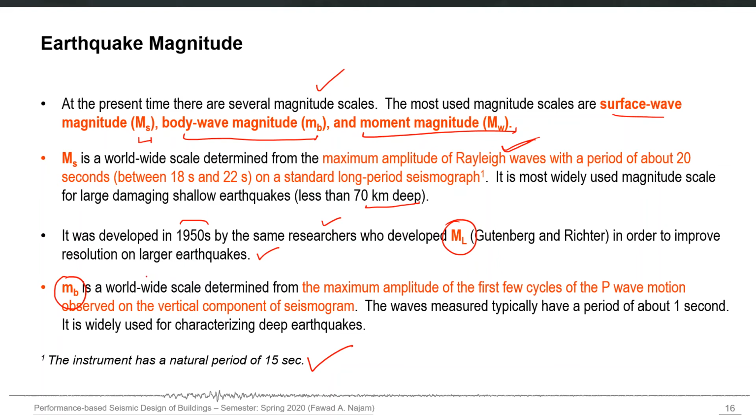Another scale which is being used is MB, the body wave magnitude. It is the worldwide scale determined from the maximum amplitude of the first few cycles of the P wave motion observed on the vertical component of the seismogram. So it is based on the P waves and also their vertical component. The waves may typically have a period of about 1 second. It is widely used for characterizing deep earthquakes. So where MS is good for shallow earthquakes, MB is for deep earthquakes.